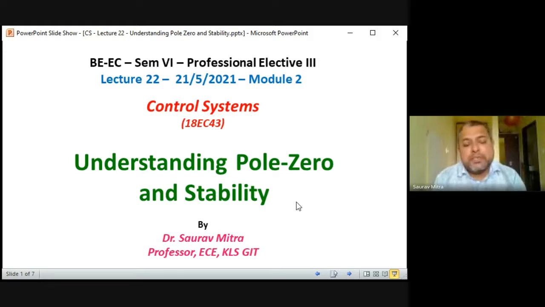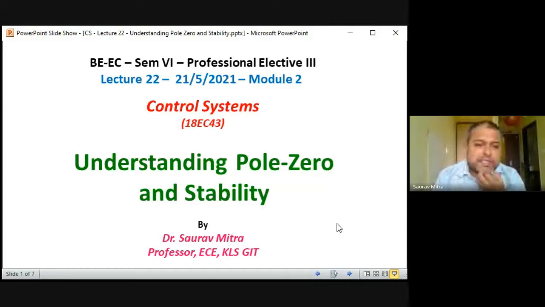Now, the denominator of the transfer function. The transfer function is sometimes given by T(s). Some books call it H(s), capital H(s). Some books call it G(s). So do not get confused. Anything can be the symbol, as long as it is output by input, it is called the transfer function. So don't get confused by the symbol.